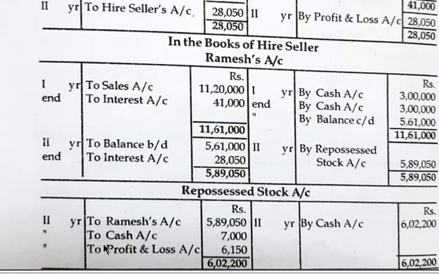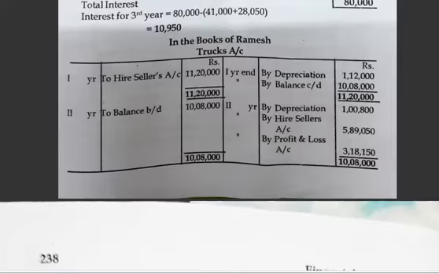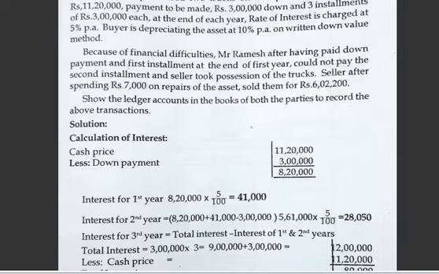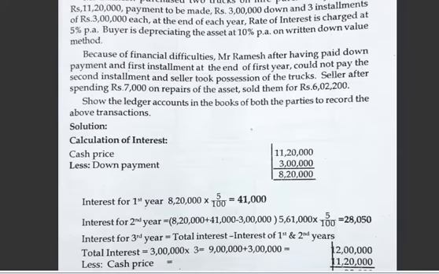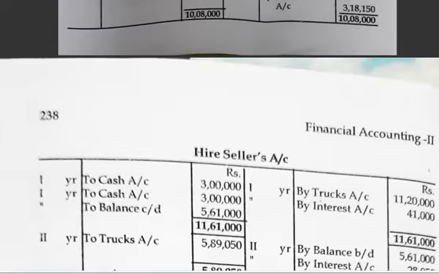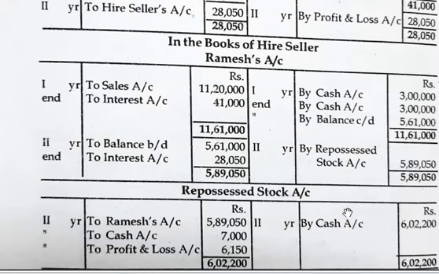Now check any expenses incurred by the seller for the repossessed stock. Yes, he has incurred expenses of 7,000. So the entry will be repossessed stock account debit to cash account. Next you have to see whether they have sold the repossessed stock. Yes, it is sold for 6,02,200. If you check the problem you will get how it is sold. Yes, 6,02,200 it is sold. So the entry will be by cash 6,02,200. Total both sides, it is 6,02,200.